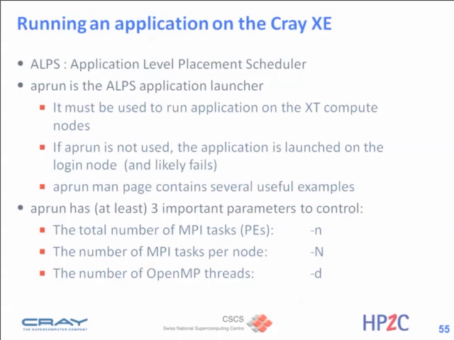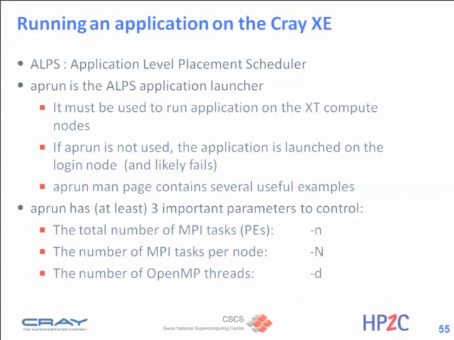The most important parameters on aprun are these three parameters. First of all, there is some terminology that we need to understand. aprun talks about PEs, processing elements. If you have an MPI application, a processing element is what executes an MPI task. So an MPI rank is a PE, processing element. Okay? So with the option -n, you control how many processing elements, how many MPI ranks you want to use.